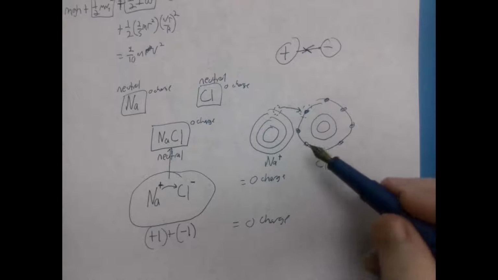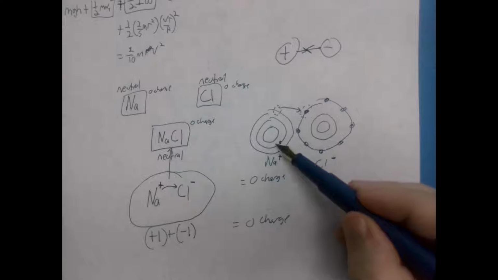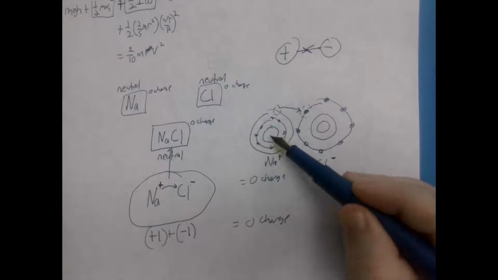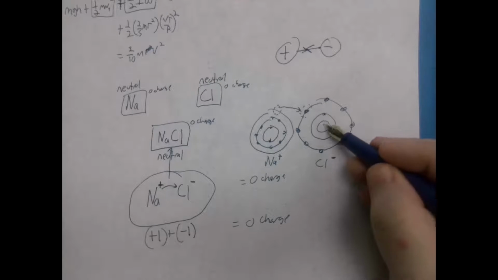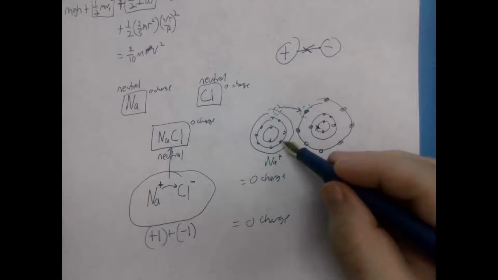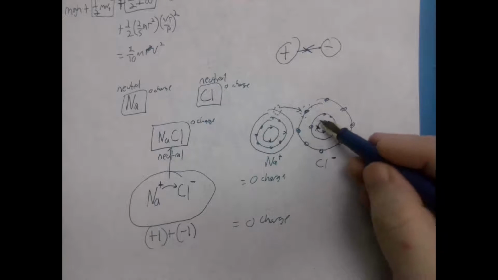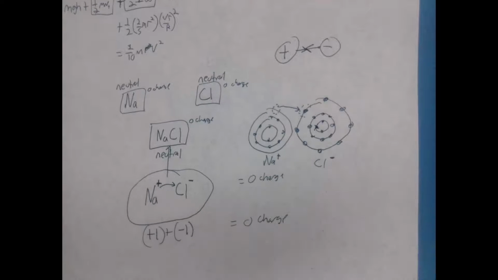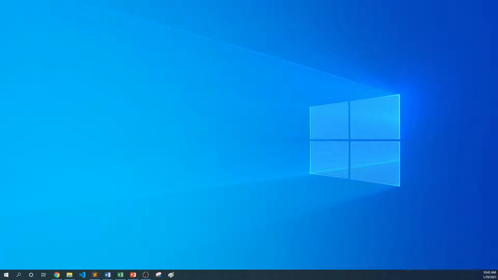The reason they don't ever fall into each other is because the inner electrons are being repelled. So these negative electrons are being repelled by these negative ones, so it can only get so close before the repulsion of the two electrons pushes each other away. But overall, the net charge is positive on the sodium. That's the reason they stay together. That's all ionic bonding is.